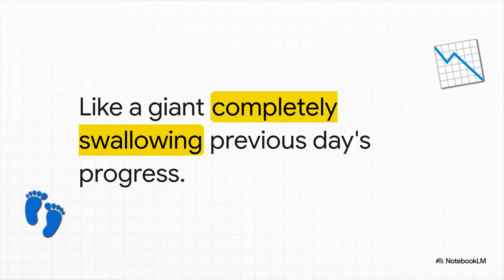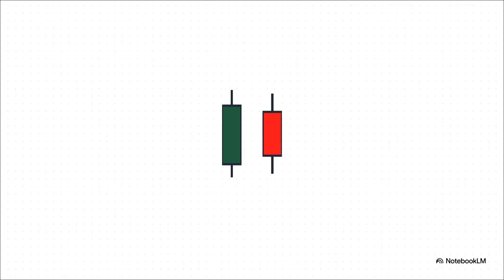If the hammer is someone bouncing back from a fall, the engulfing pattern is literally like a giant stepping right over a smaller person, completely swallowing up all of their progress from the previous day. It represents total, undeniable domination by one side of the market. There are two flavors here.